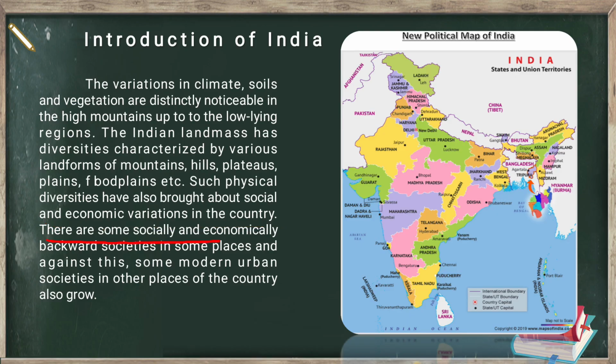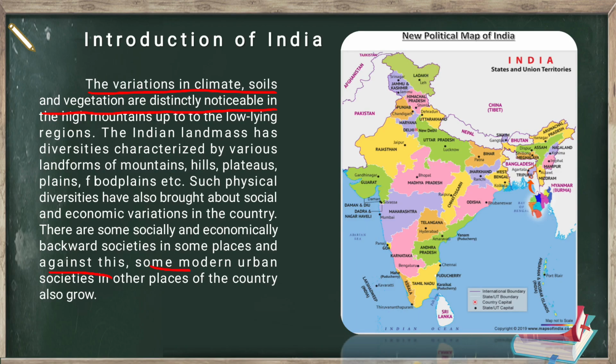There are several socially and economically backward societies in some places. So this portion, Jharkhand, Odisha, West Bengal, Bihar, are the economically distressed people. And then here we find the northeastern area. That means the eastern part of our country are socially or economically backward areas.